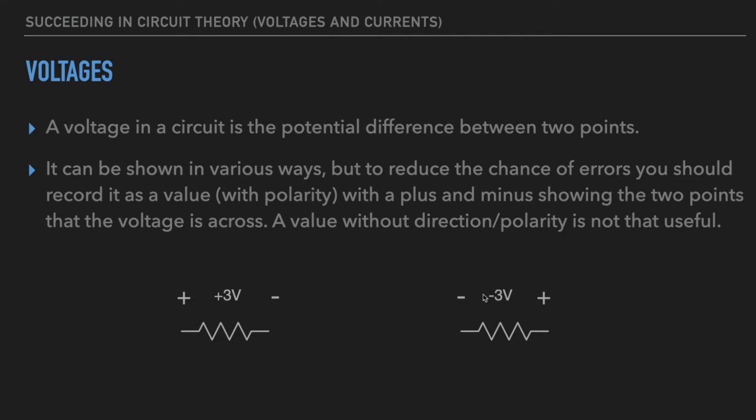The voltages across these two resistors are identical. This is just another way of representing them. Now, with actual numbers, this is probably a bit contrived, but if you actually had the 3 volts and you knew which end was plus and minus, you just write it on there like this. You wouldn't bother doing this.